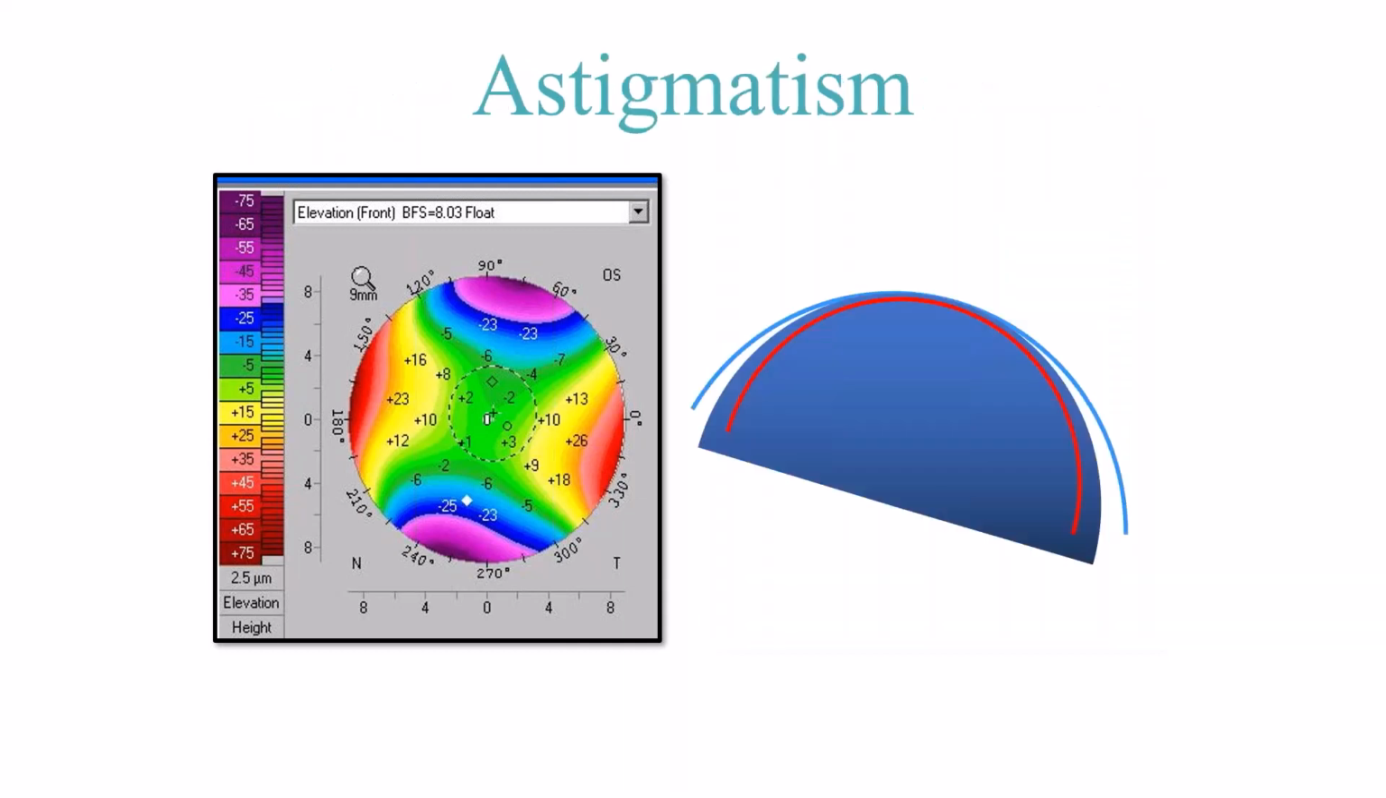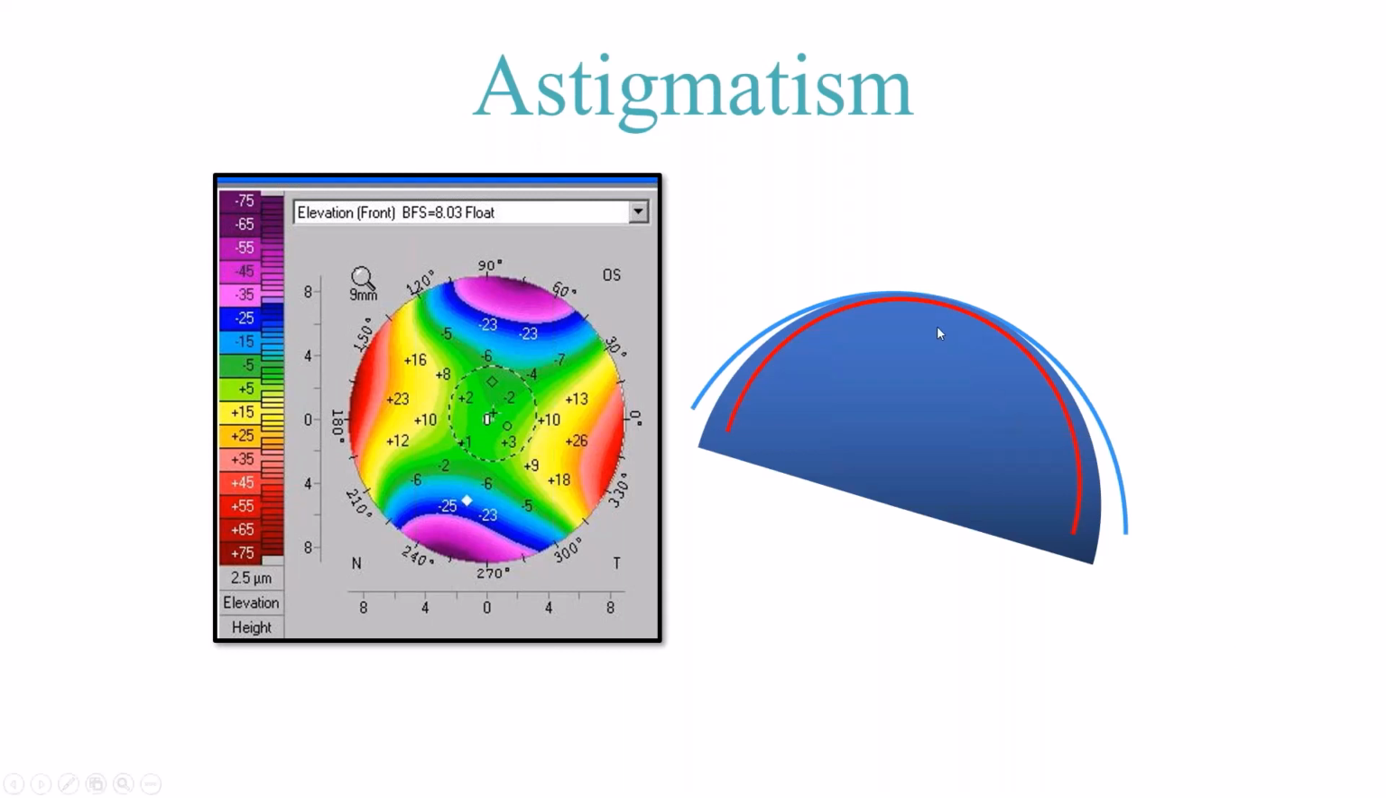So why do we see this astigmatic pattern? Well, that's pretty easy to interpret. If you compare it to a best fit sphere, you obviously have a steep and flat meridian. The steep meridian will fall below the best fit sphere, so those numbers are minus, and the flat meridian rises above the best fit sphere.